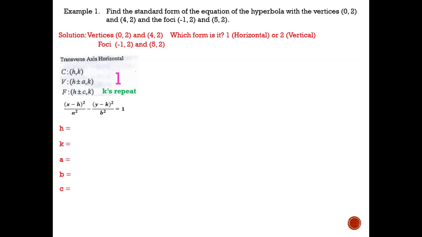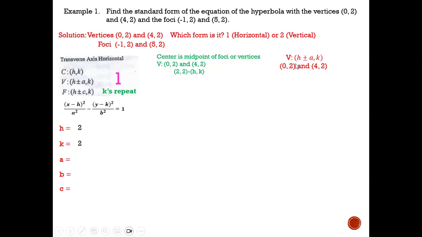Let's plug in the values that we have. The vertices, (0, 2), (4, 2), and then we also have the foci, (-1, 2), (5, 2). The midpoint of the foci and vertices is our center. So just like in the previous ones, we can find the center by getting the midpoint. At the x-coordinates, 0 and 4 is 4 divided by 2 is 2. 2 and 2 is also 4 divided by 2 is 2. So in between these, we have the center. We found (2, 2), so that's my h and k.